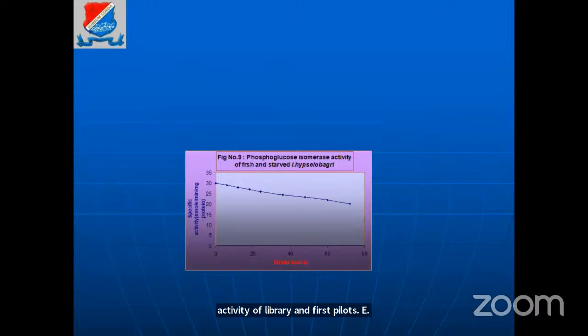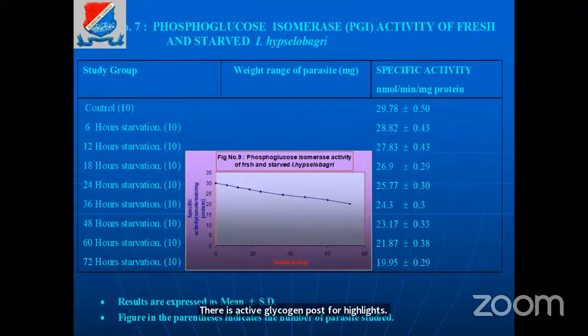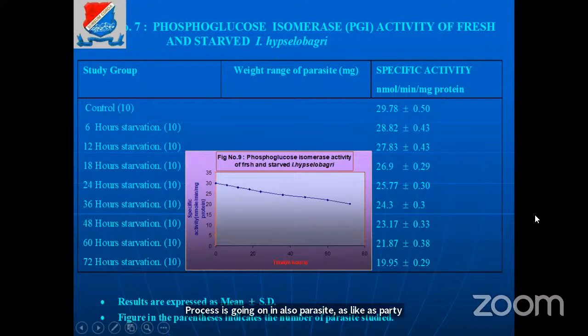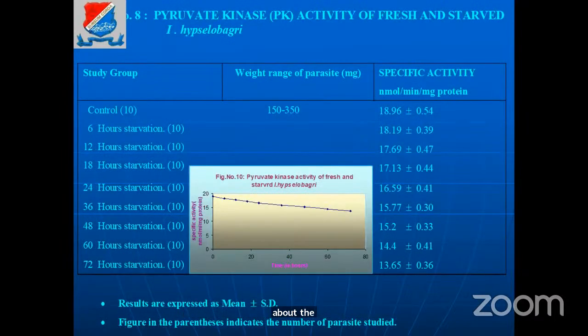Now, phosphoglucose isomerase is another enzyme of the Embden-Meyerhof pathway, where we find that its activity is decreasing from 29 to 19 nanomole per minute per milligram protein. That means phosphoglucose isomerase is helping. That means the isomerization process is going on in the parasite as well as in vertebrate tissue, vertebrate metabolism. Then we want to know about pyruvate kinase.